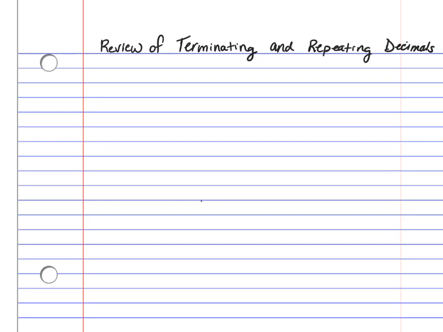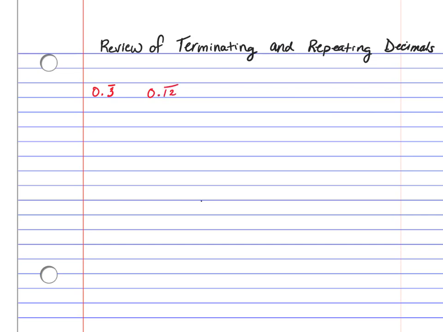This lesson is just a review of terminating and repeating decimals. So repeating decimals would be something like 0.3 with the bar over it. That is called bar notation. Sometimes you have more than one digit that repeats, like this.